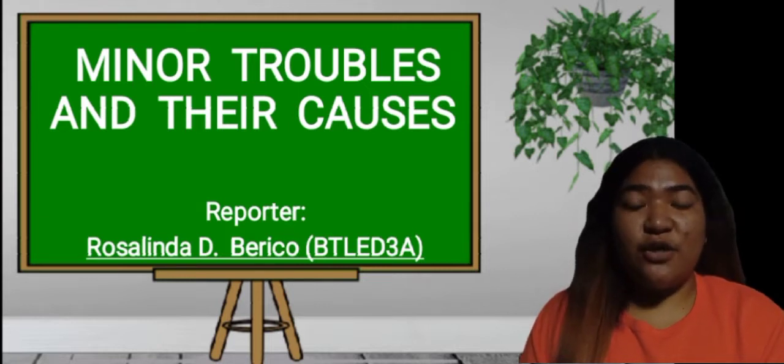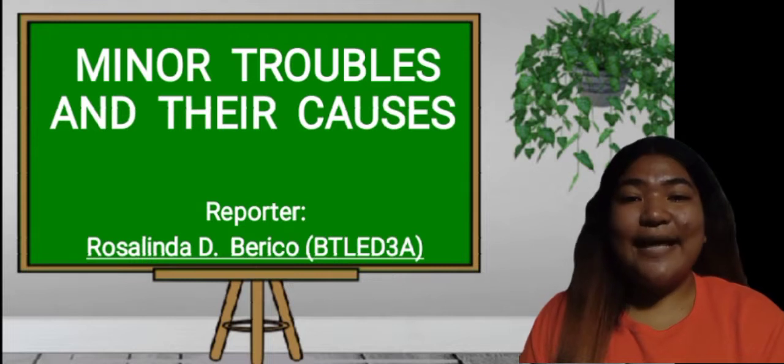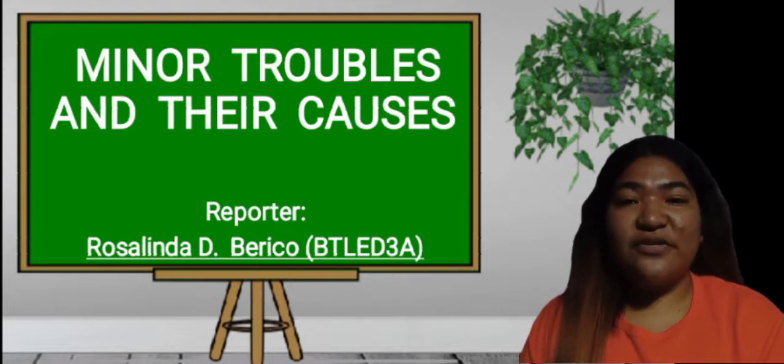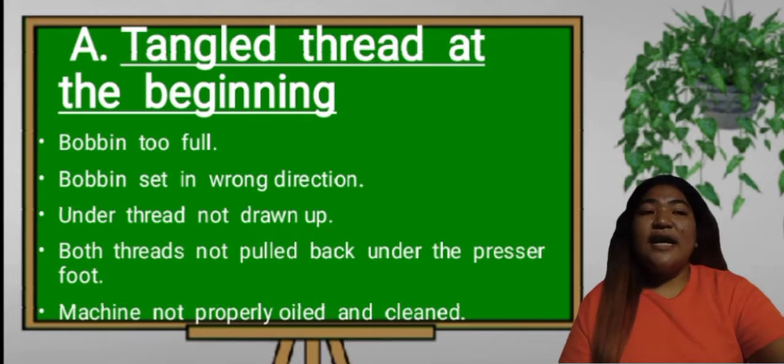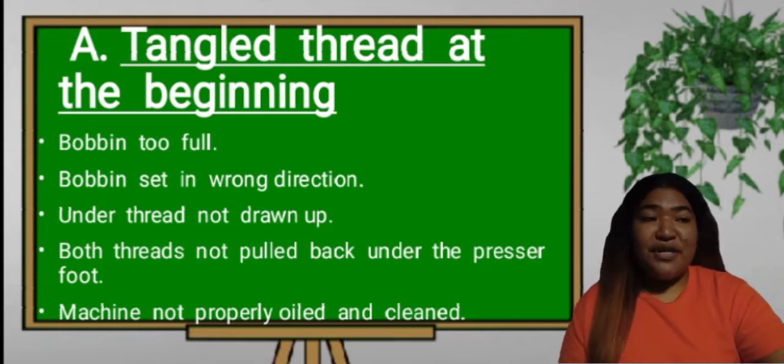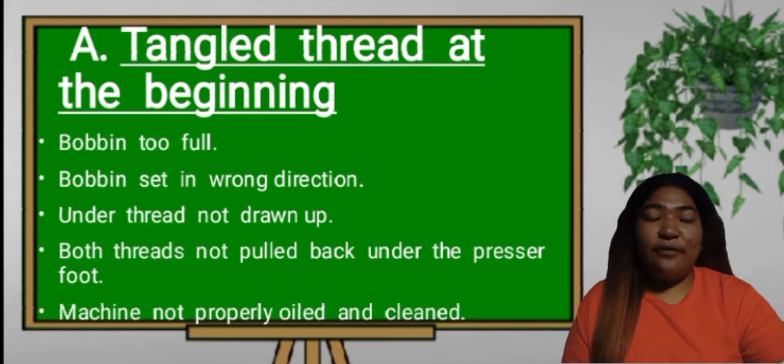And for the continuation of our report, my topic is all about minor troubles and their causes. The first minor trouble in a sewing machine is a tangled thread at the beginning. If your sewing machine thread is not properly threaded, the bobbin thread won't be pulled up into the fabric the way it needs to be. Occasionally, the upper thread can catch on a moving part or get stuck, which impedes the easy flow of the thread through the needle, and it creates a tangle.